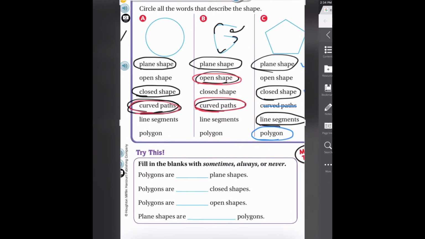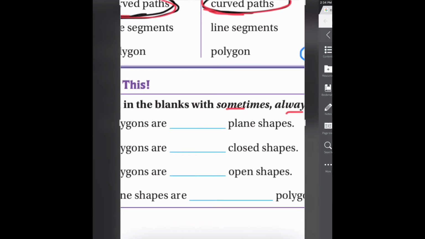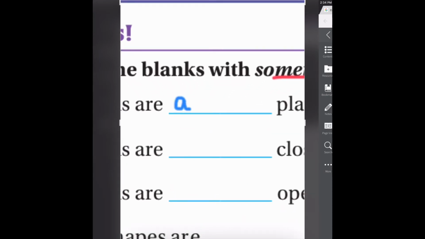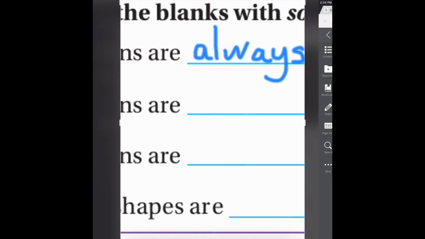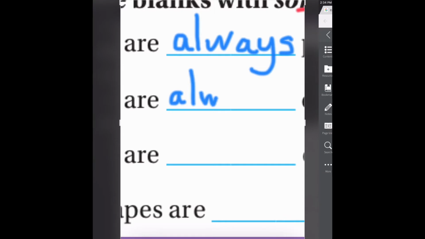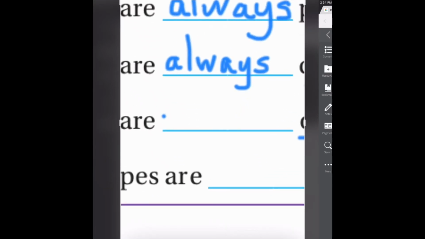Okay, so let's look at this, try this section. We're going to write sometimes, always, or never. Polygons are blank plane shapes. If it's a polygon, it is always a plane shape. So this is always. If it's a polygon, it also has to be a plane shape. And if it's a polygon, it has to be closed. So that is also always. Polygons are always closed shapes. Polygons are never open. Oh, I think I just gave away the answer for the third one. How about that? Polygons are never open shapes. If it's an open shape, it cannot be a polygon.